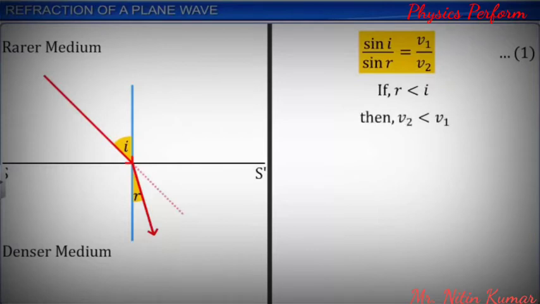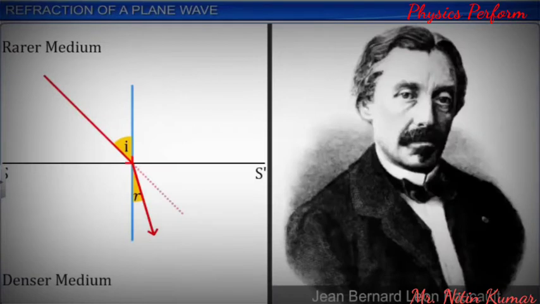Thus, according to Huygens' wave theory, the speed of light in a denser medium is lesser than the speed of light in a rarer medium. This is in contradiction to the assumptions made by Newton in his corpuscular theory of light. In 1850, it was Foucault who first determined the speed of light experimentally and confirmed that the speed of light indeed is less in water than in air.